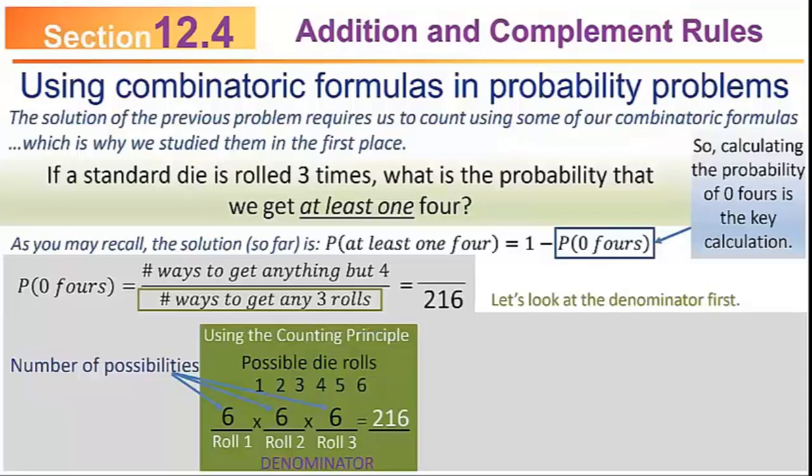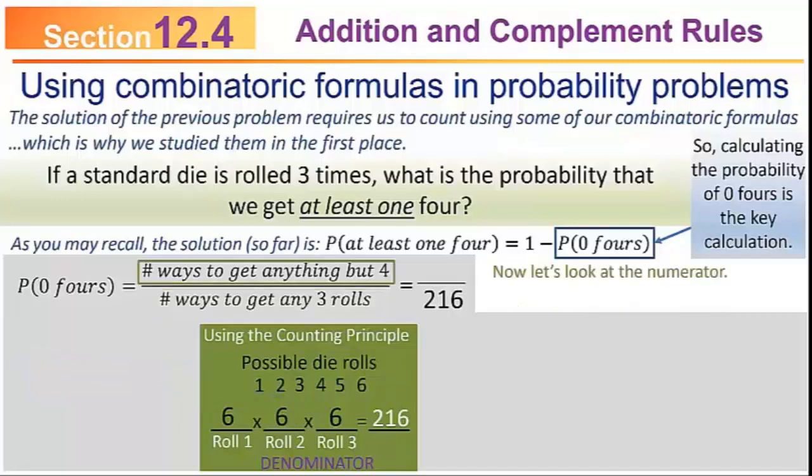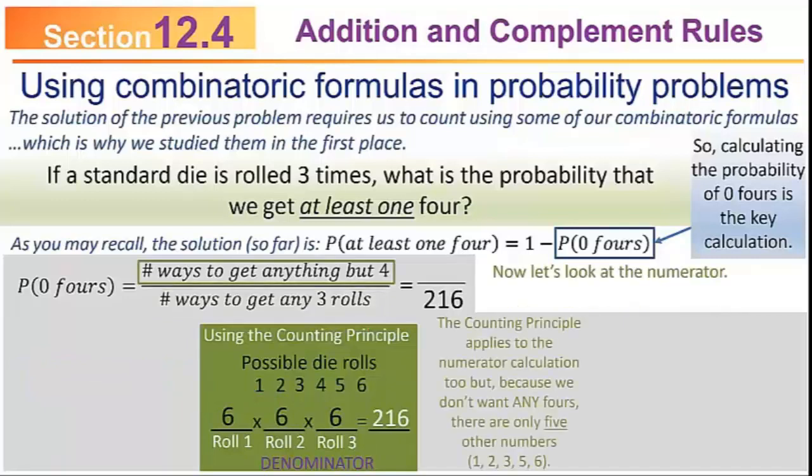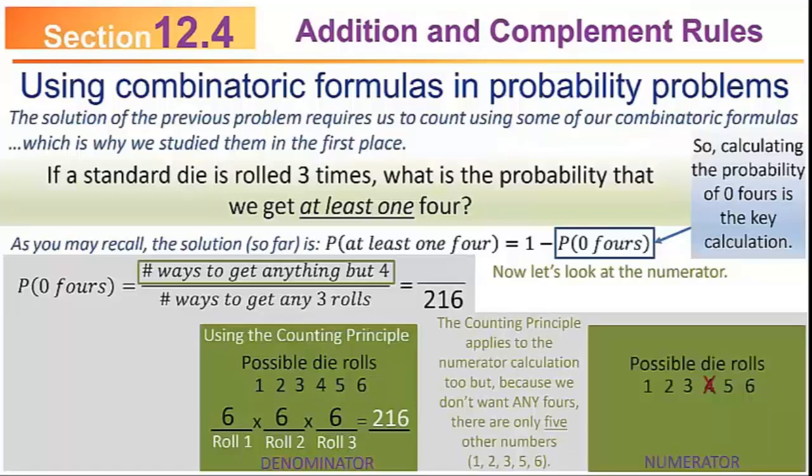That's the denominator. But what about the number of ways to get anything but a 4? Well, after having done the calculation we just did, I think you'll see that it's pretty easy to look at the numerator and see that it's the same thought process, but this time we're not allowing the possibility of getting a 4 because we're looking for the number of ways to get anything but a 4. So we knocked the 4 out as being a possibility, but the process stays the same. We're still doing 3 die rolls. We just don't want any 4s.